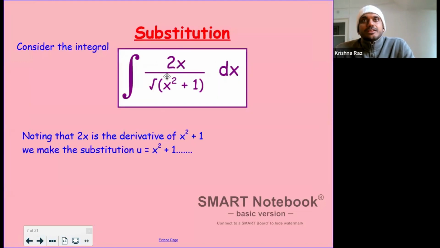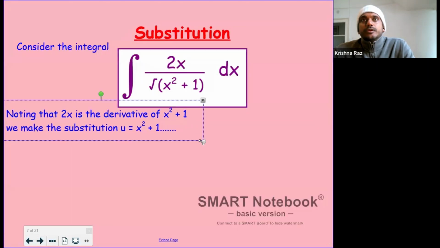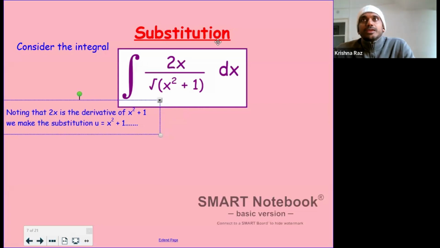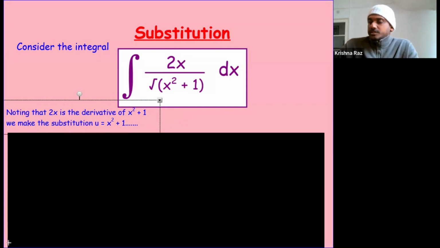So if we consider the integral that's on the screen, hopefully you can notice that the derivative of what's within the bracket is the numerator. So what we can do is make the substitution u equals x squared plus 1. If we do that, we'll get the following. I did explain the process in the previous video, so if you're not sure about what's going on, just check that out. So I'm just going to go straight into it.